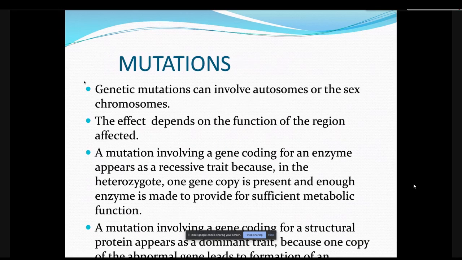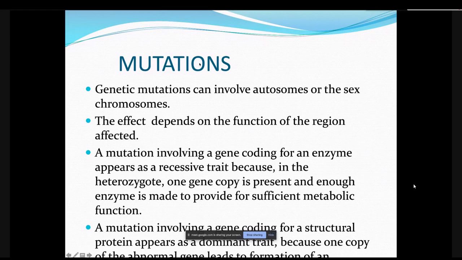The other thing you should know is genetic mutations can involve autosomes or the sex chromosomes, and we have talked about that: mutations involving the sex chromosomes are going to be heritable. The effect depends on the function of the gene affected. From the word go, you should know that a mutation involving a gene coding for an enzyme appears as a recessive trait in the heterozygotes because one gene copy is present and enough enzyme is made to provide for sufficient metabolic function. And hence you need mutations in both for you to get any functional abnormality.